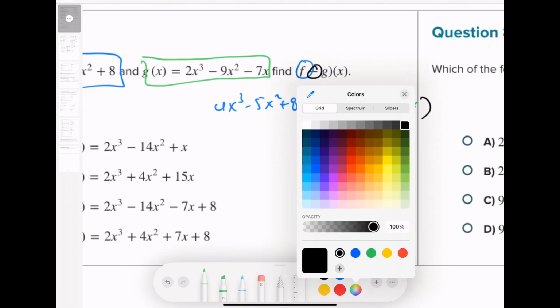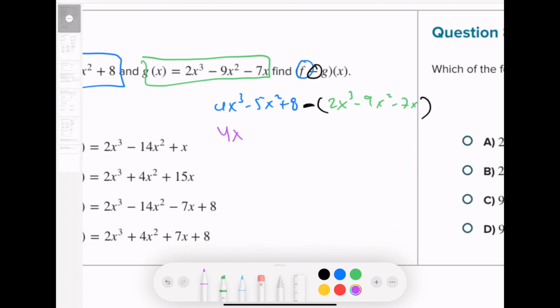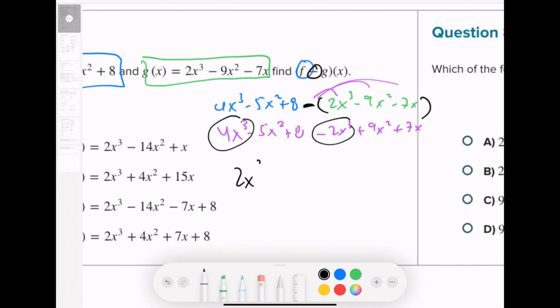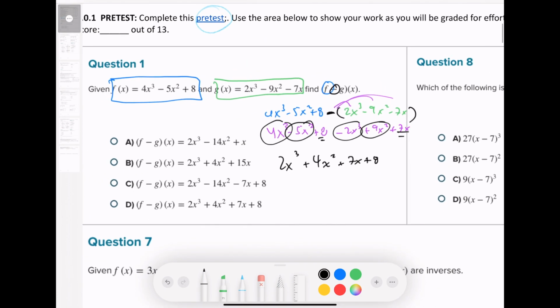Alright, let's just go ahead and simplify this. 4x to the third minus 5x squared plus 8. And then we're going to take the inverse. And then we're going to combine like terms. 2x to the third, positive 4x squared, 8 and a 7x. And so that would be choice D.